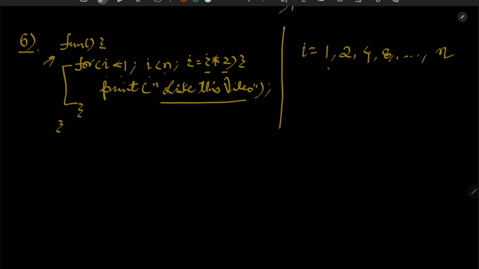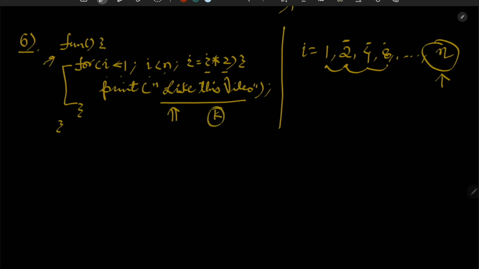So what's happening here? This is the previous value and this value is multiplied by 2 to get the next value. So 2 cross 2, 4, 4 cross 2, 8, and so on and so forth. And at some point this becomes n. What we want to figure out is how many times this thing is going to be printed. So let's assume that this is going to be printed k times.